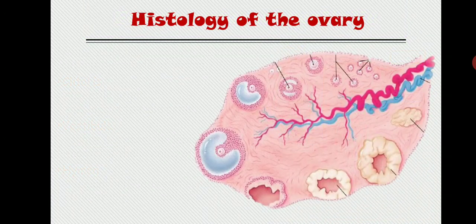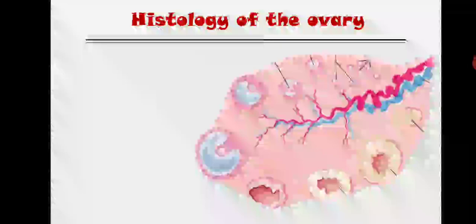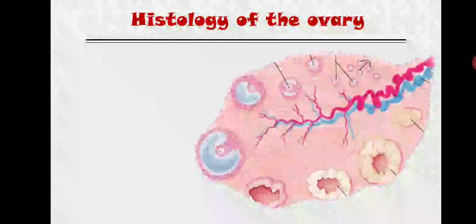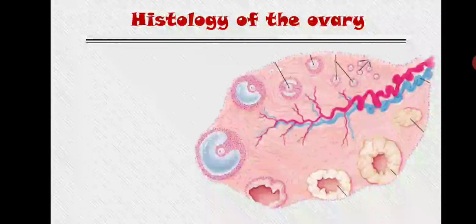Now the main hero of our discussion, that is the ovary. Histology of the ovary. As far as development is concerned, during the developmental phases, the ovary develops from the cortex, and if the testis develops, it develops from the medulla. Got it?